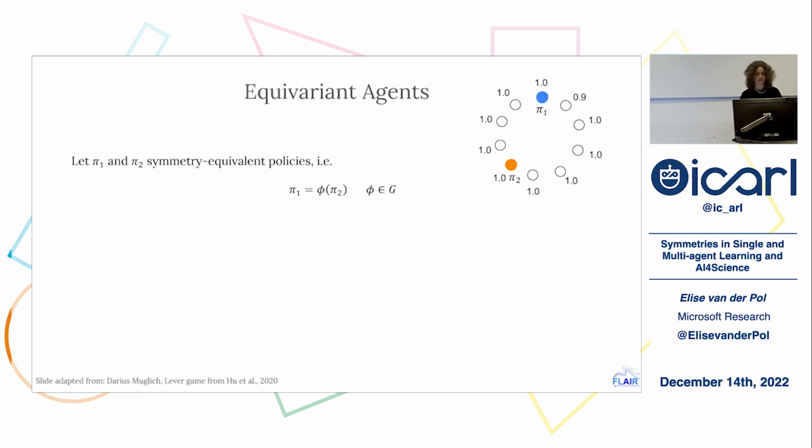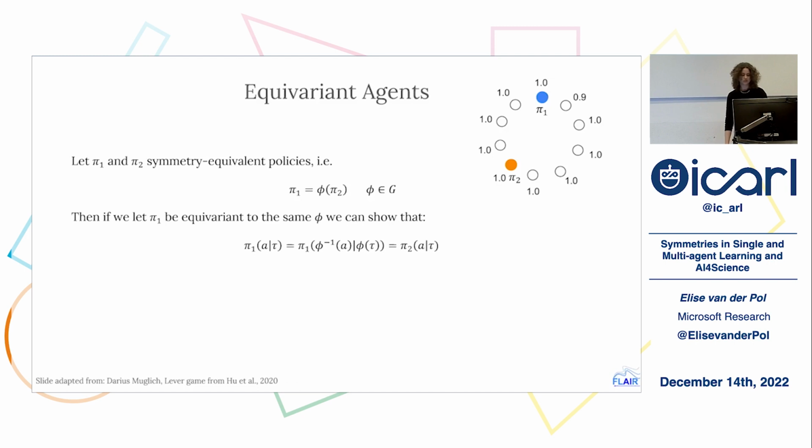Okay. So if we have two policies and they are what we call symmetry equivalent, which means, for example, that one is just a permuted version of the other policy. So if I have a deterministic policy, I assign a probability of 1 to the blue lever, and the other guy assigns a probability of 1 to the orange lever, then if I permute the actions, it's again the same policy. That's what symmetry equivalent means. Then if we assume that pi1 is equivariant to the same permutation, we can actually show that they have to be the same policy, pi1 and pi2.